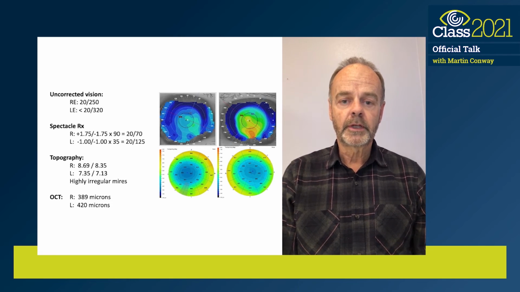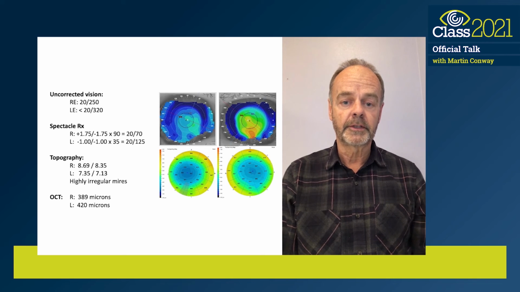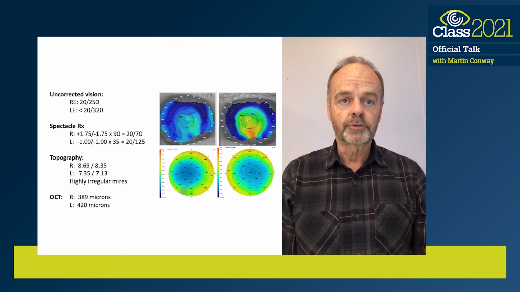The topography showed a flat cornea on the right eye and a rather steep one on the left eye, with highly irregular mires on both eyes. On OCT, her corneal thickness was very thin. Her right one was reduced to 389 microns on the thinnest spot, and on the left one 420 microns on the thinnest spot.